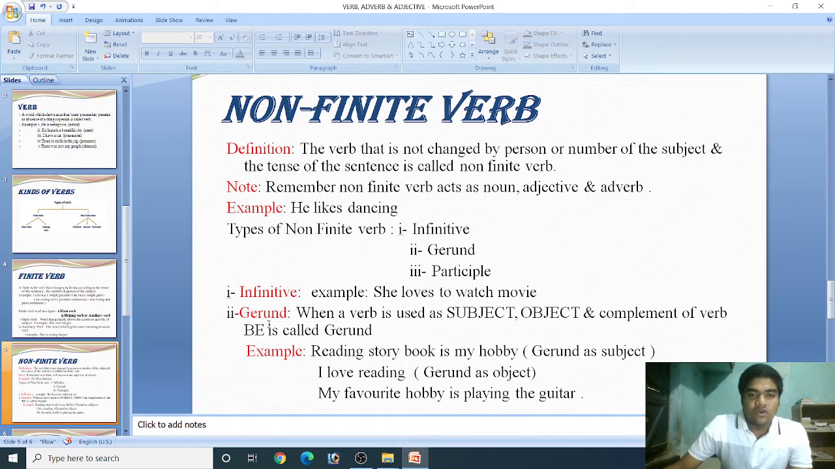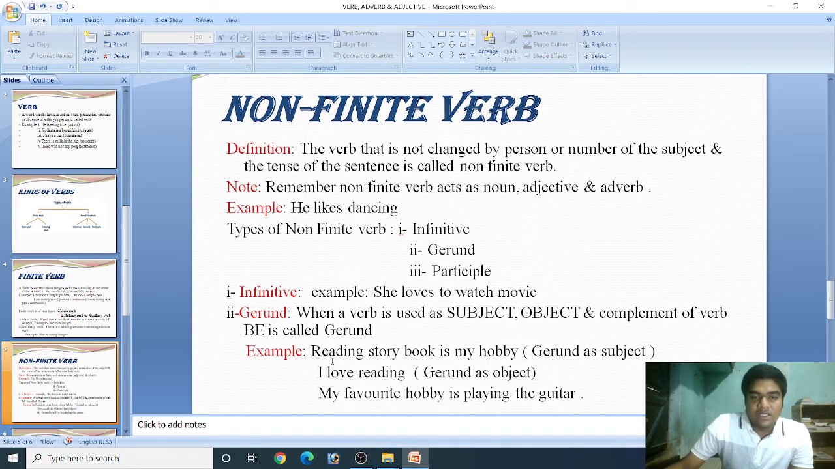Okay, now let us talk about gerund. Gerund is a non-finite verb, but it is used as subject, object, or sometimes complement of verb be. So in a sentence, gerund is used as subject, object, and complement of verb be. So gerund is definitely a non-finite verb. We will understand everything by these examples.